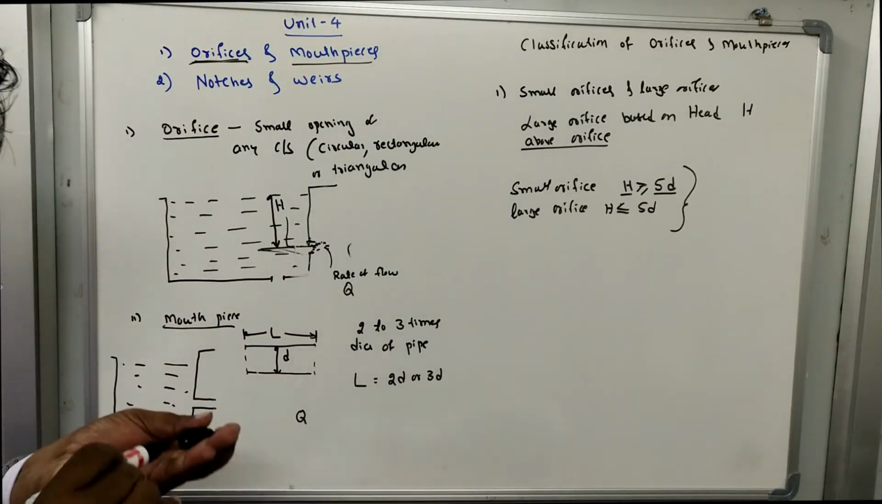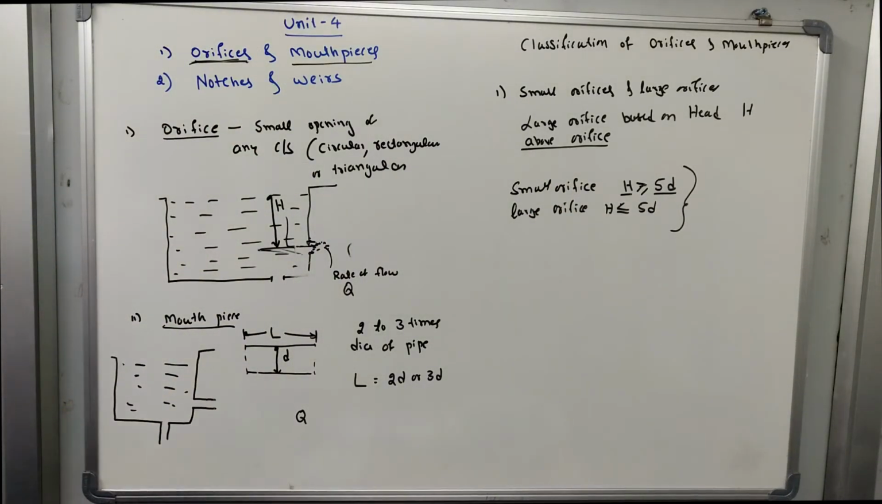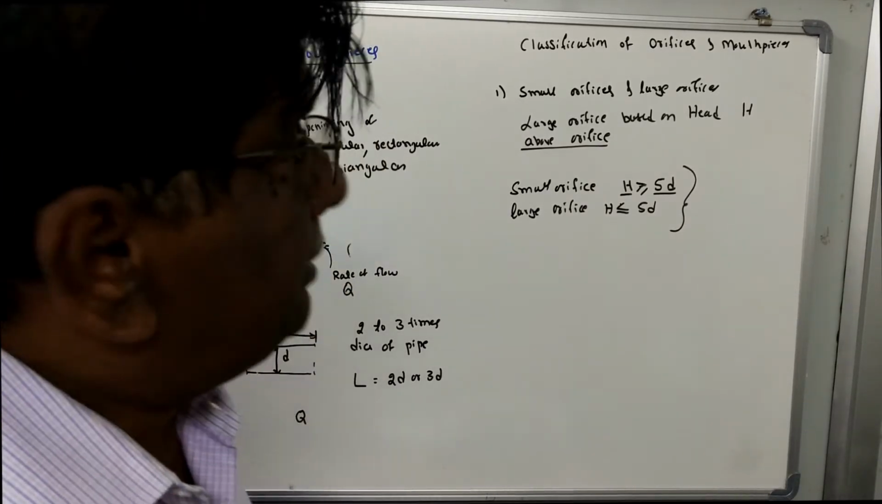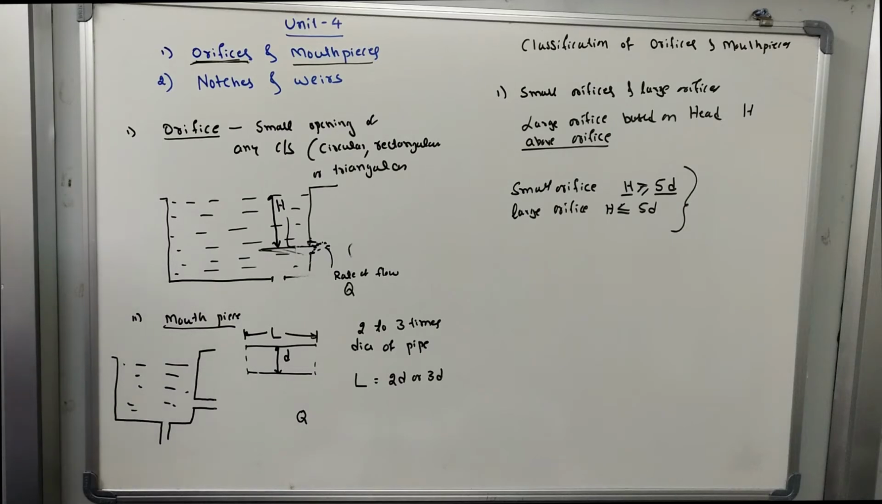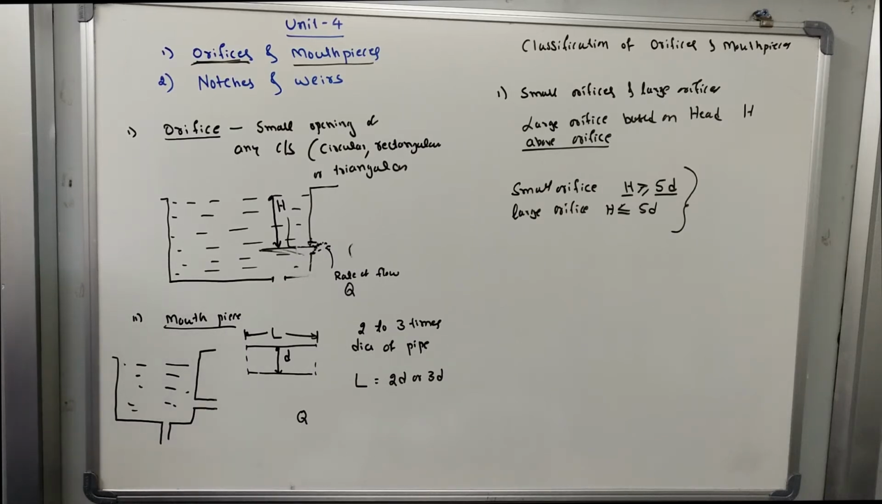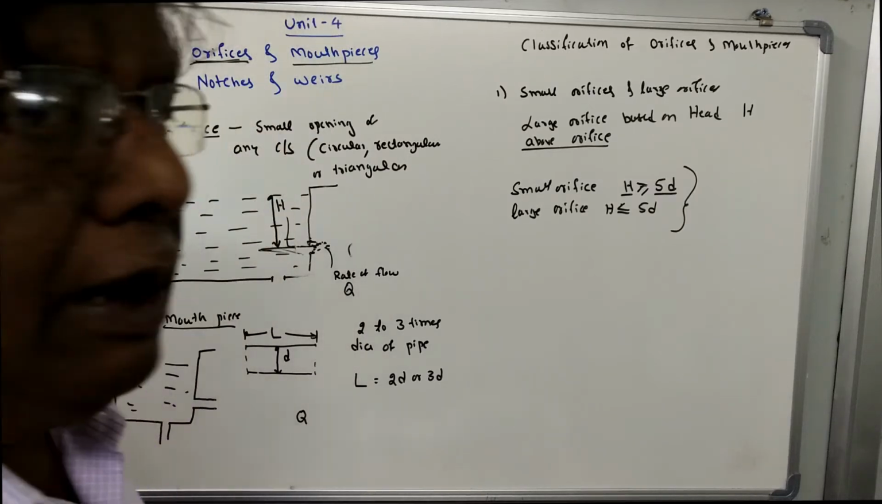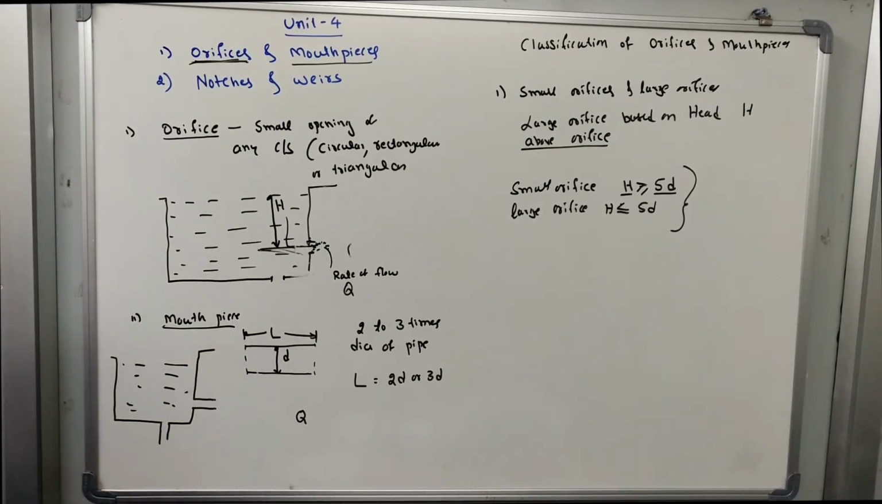Okay, so the orifice may be classified as small orifice or large orifice. It depends upon the size of the orifice. If the head over the orifice is more than 5 times the size or diameter of the orifice, that orifice is called small orifice, otherwise it is called large orifice.